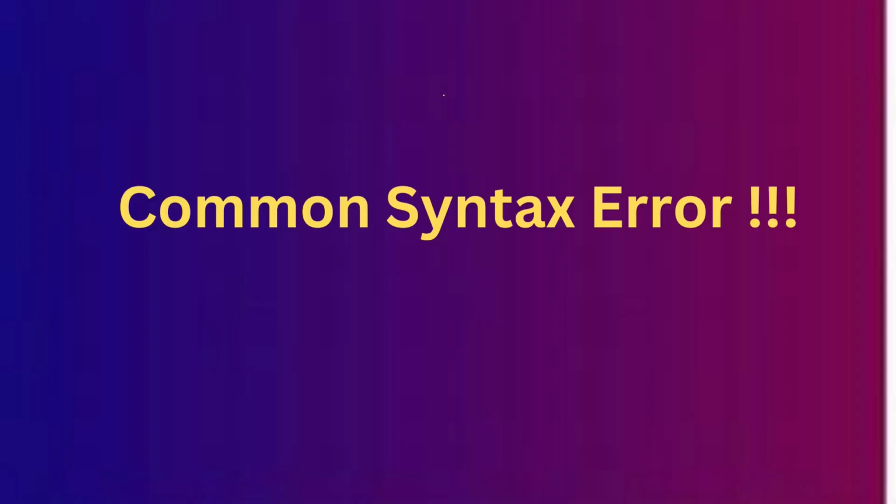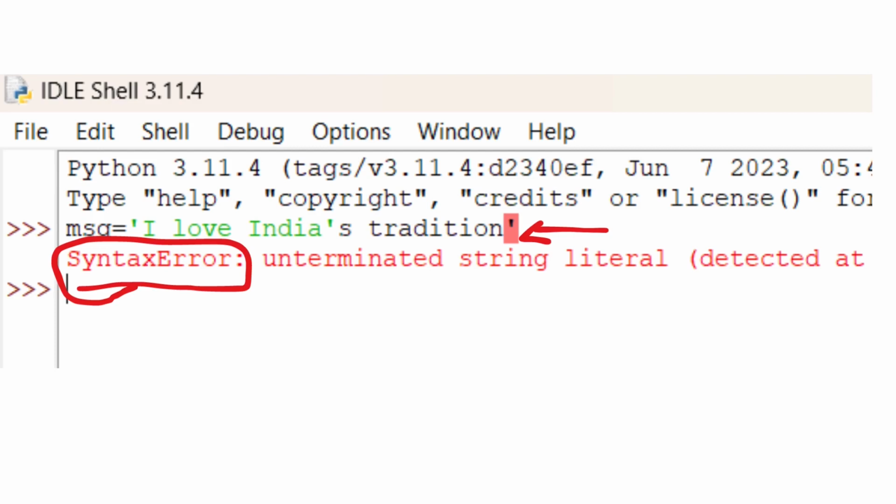Friends, next we are going to see a common syntax error associated with strings. Here, in this variable message, I have written "I love India's tradition". I have used single quotes as well as an apostrophe. The problem here is that Python will interpret the first quote along with this apostrophe as a string message, and everything after that will be interpreted as Python code. So we will get a syntax error. This is a very common type of error when using quotes inside a string.